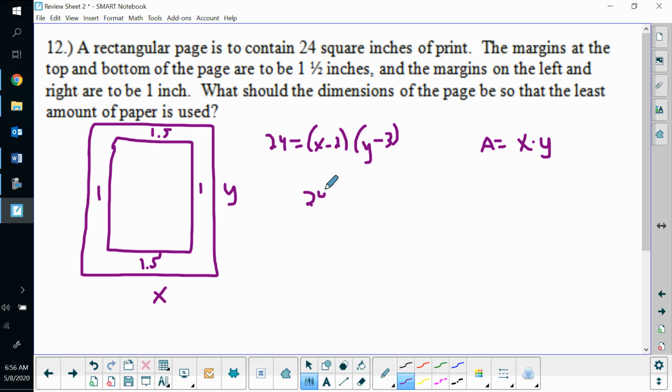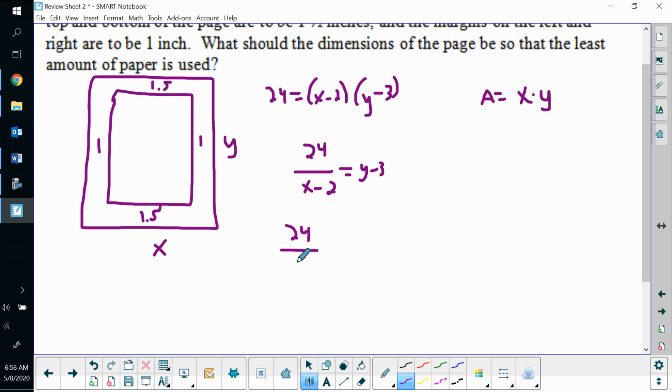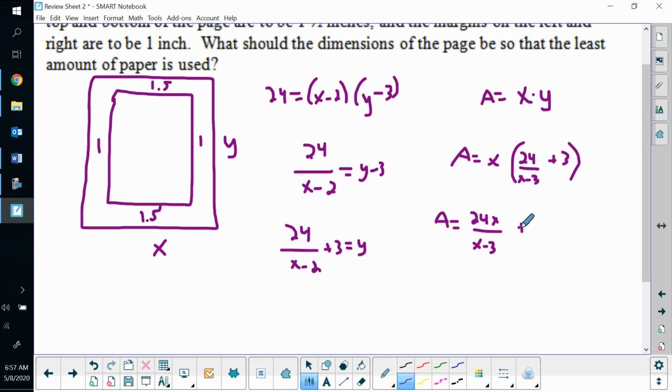So we'll divide over the x minus 2. And then we'll add over the 3. And that's what we're going to sub in for y. So if we distribute our negative through, we get 24x over x minus 3 plus 3x.